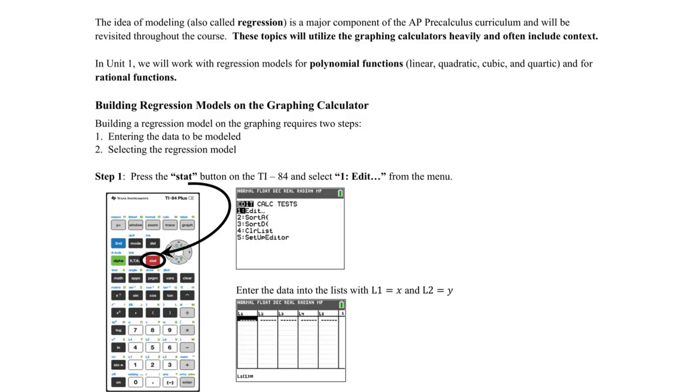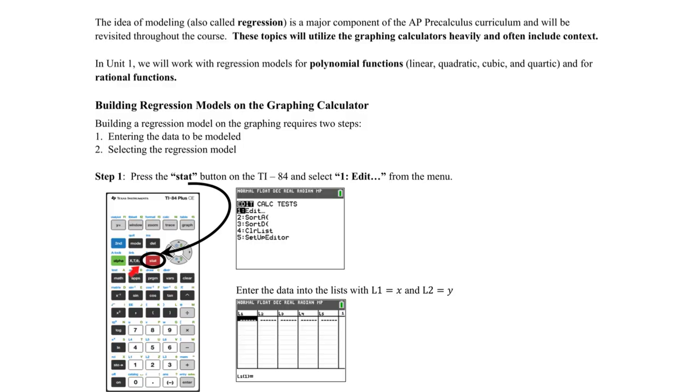We're going to be using our graphing calculator quite a bit, and then we will be interpreting the stuff that we get, that includes context, okay? So get out your calculator, go ahead and take a look at it, all right? So what we want to do to build a regression model is we're going to enter the data. And to do that, we have to make a list, or actually a couple of lists, okay?